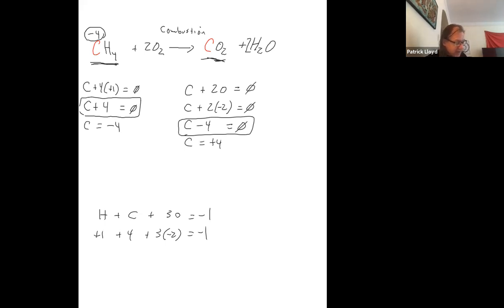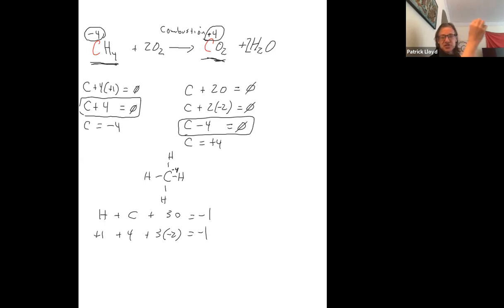So that carbon has changed its oxidation state from -4 to +4. Now, physically, what that means is this. You have carbon attached to 4 hydrogens, and it has an oxidation state of -4.